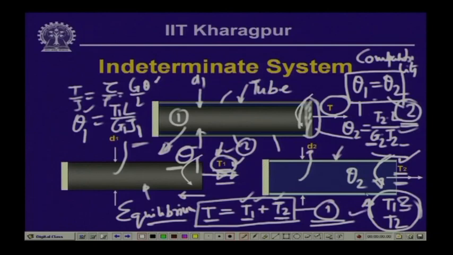So, that is how for an indeterminate system, when it is subjected to a twisting moment, we make use of the equation of equilibrium, the equation of compatibility, and then the torque displacement relationship to arrive at the equations from which we can evaluate the unknown twisting moment or the internal resisting moment.